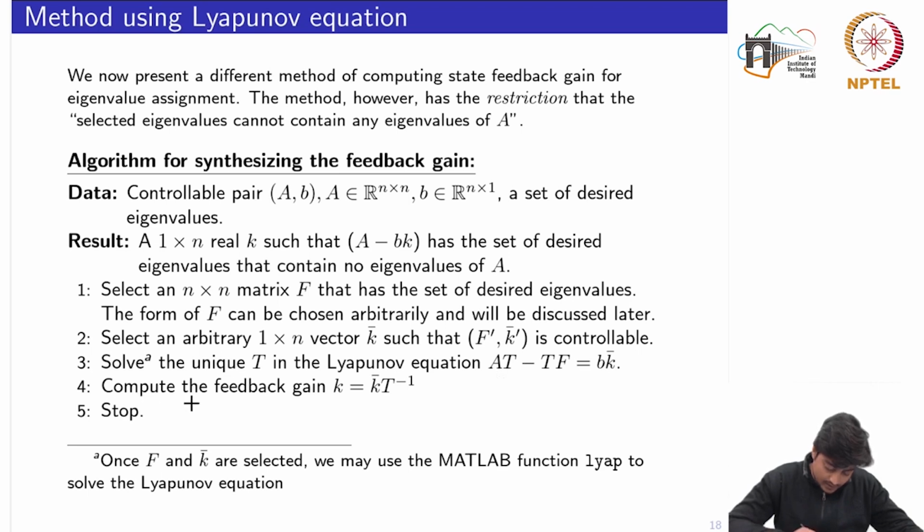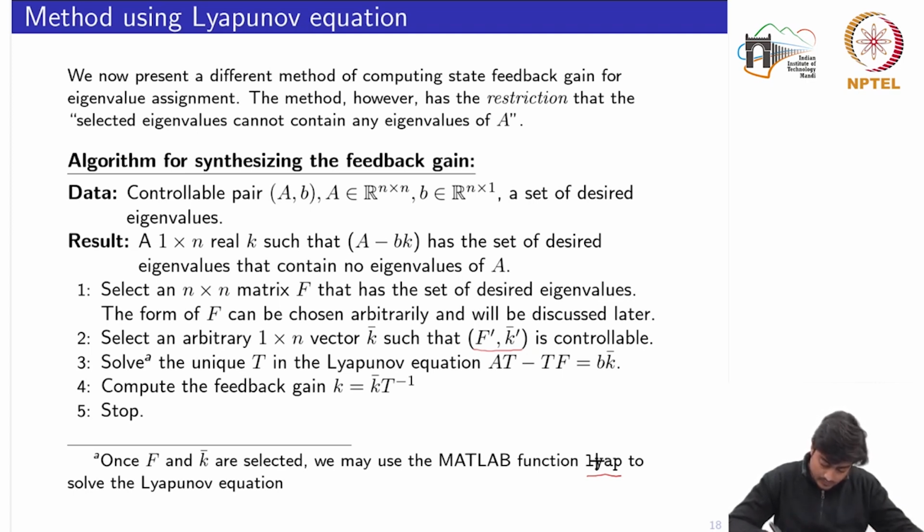The final step is, once we have obtained the T matrix, we compute the feedback gain vector k as k bar into T inverse. So once we have selected a k bar matrix such that this pair is controllable, then we can use the MATLAB Lyapunov function, this lyap function, to solve this Lyapunov equation. You could use this function in a similar way to what we have discussed during the stability week.